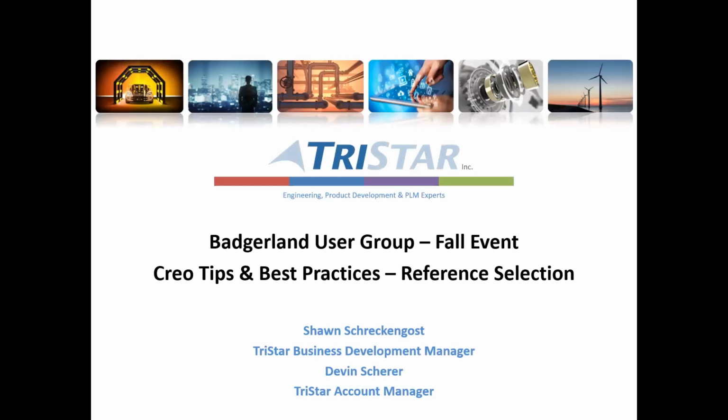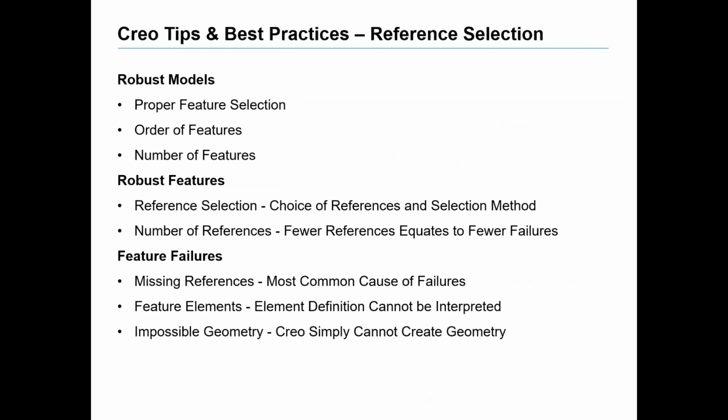So for today, I'm going to present to you the very first in the series, which is dealing with reference selection. And so when we think about the things that we do in Creo, reference selection is probably one of the most important things to understand how Creo works and how to reference things properly. When we make robust models, we have to think about feature selection first, right? What feature are we going to use to create the model?